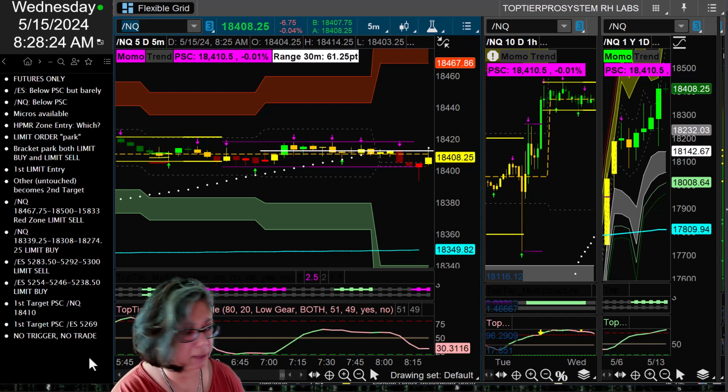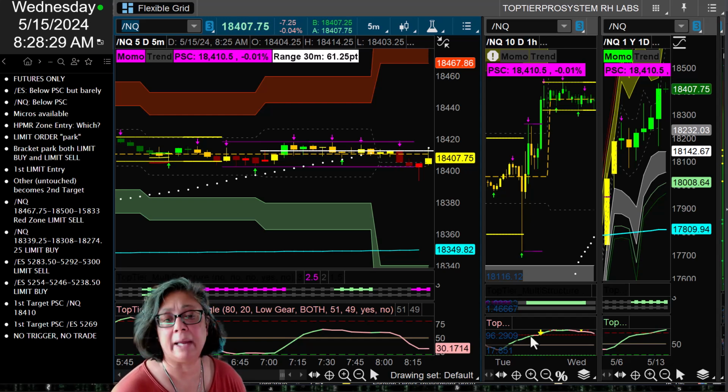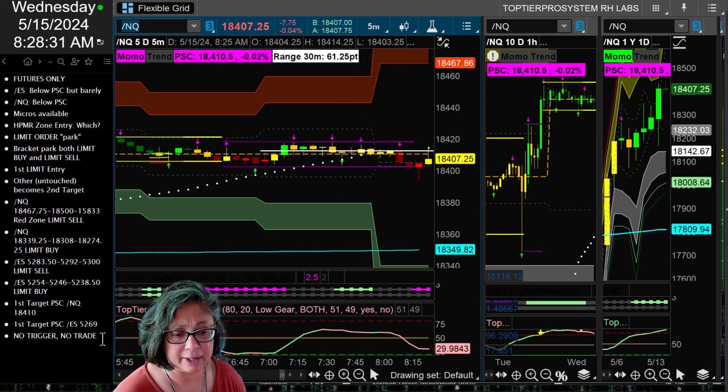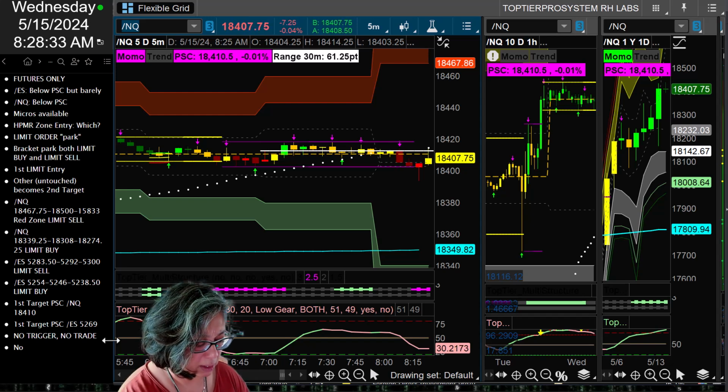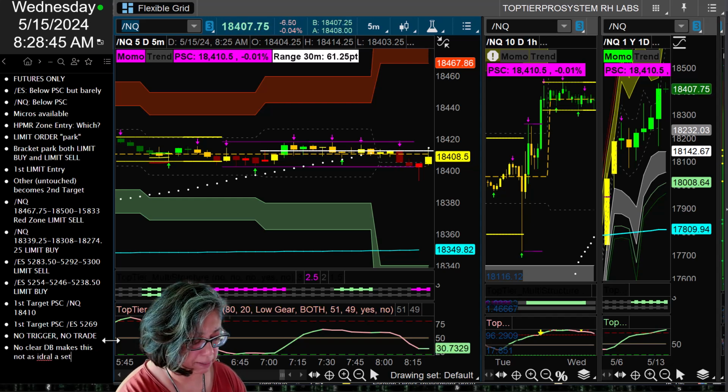And this is the way we do all of our trading, right? So there's really not a lot of directional bias here, gang, which makes it less than desirable. So no clear directional bias. No clear DB makes this not as ideal a setup.